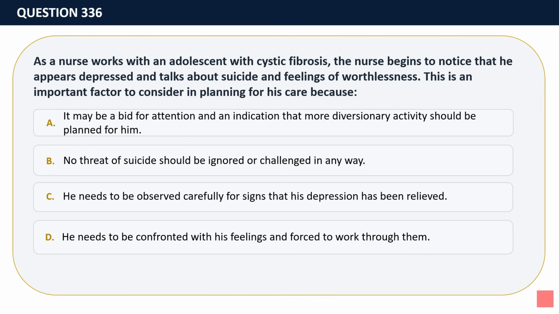Question 336. As a nurse works with an adolescent with cystic fibrosis, the nurse begins to notice that he appears depressed and talks about suicide and feelings of worthlessness. This is an important factor to consider in planning for his care because A. It may be a bid for attention and an indication that more diversionary activity should be planned for him. B. No threat of suicide should be ignored or challenged in any way. C. He needs to be observed carefully for signs that his depression has been relieved. D. He needs to be confronted with his feelings and forced to work through them.